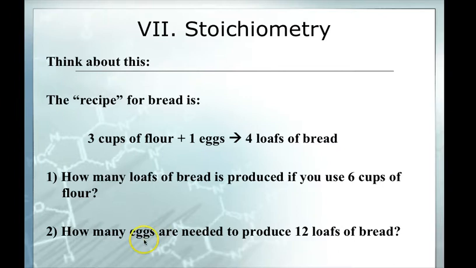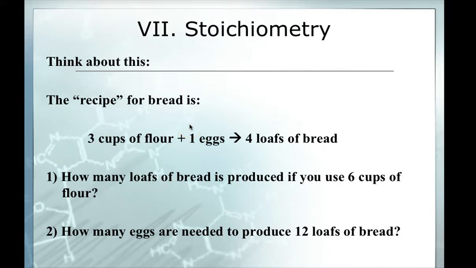Let's take a look at another one, a little different. It says, how many eggs are needed to produce 12 loaves of bread? So instead of worrying about the flour, we're saying, instead of 4 loaves of bread, what if we needed 12 loaves of bread? How many eggs would we need for that? Well, if you look at 4 versus 12, to get from 4 to 12, you're tripling it. 4 times 3 would give you 12, which means you're going to have to multiply both of these numbers by 3. So to get 12 loaves of bread, you're going to need 3 eggs. And that's basically an analogy of what we're going to be doing.